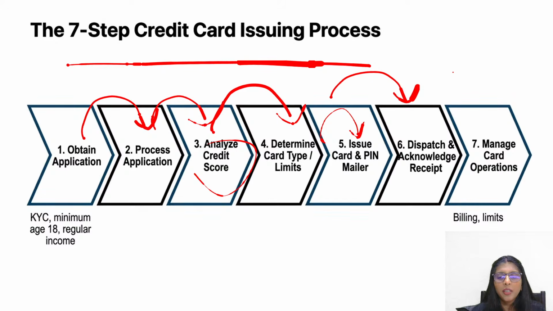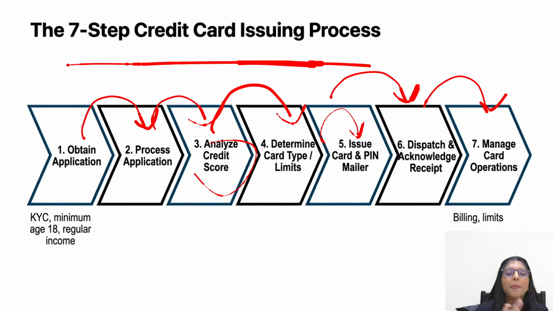Then the 7th step, manage the card operation. Now the customer activates the card through ATM, mobile banking, internet banking, or customer care. Through these channels, the customer can activate the card. After activation, the customer can use the card for purchases, online payments, and cash withdrawal.